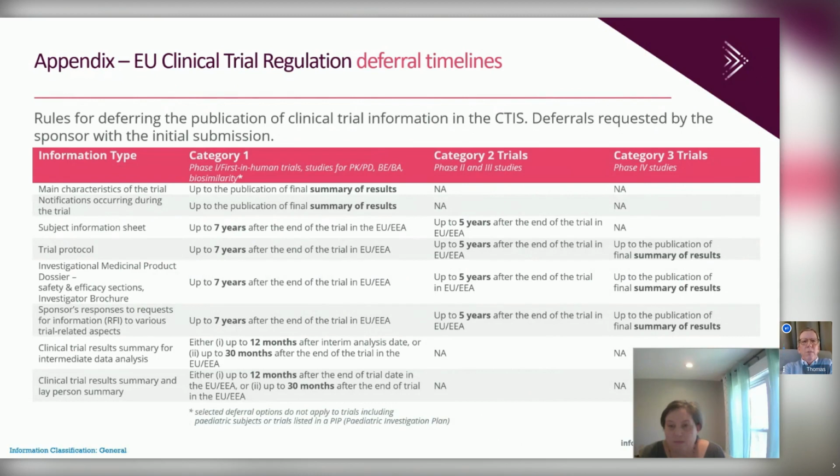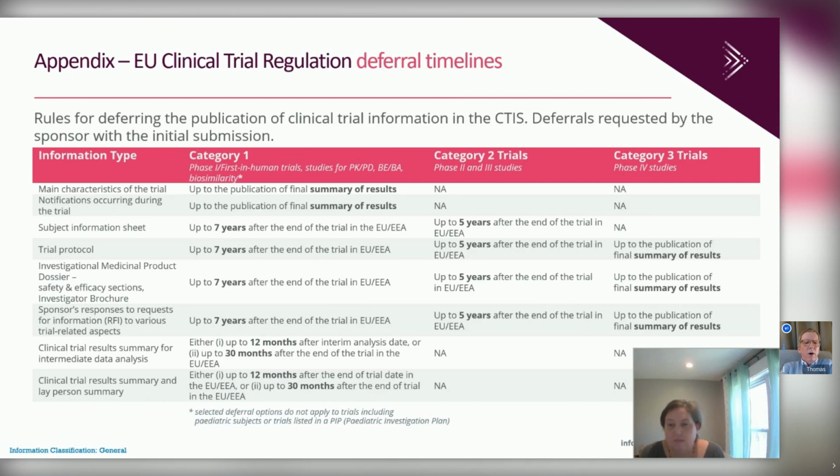The way to think about it is much like on clinicaltrials.gov, where you can request a delay, let's say for a new indication or for a new product, or perhaps a good cause extension. You can do something similar in Europe. The timelines are fairly generous compared to what's possible in Europe for some of the documents, but they're broken down into different categories. And I think that's really an important part to think through.